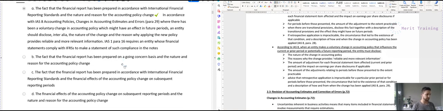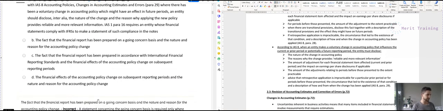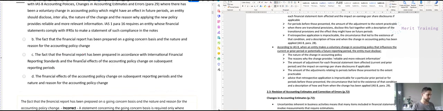And so forth. So that one looks correct. Let's have a look through these bottom ones just to double check, just in case there's something we've missed in the first one. So there's nothing in here about going concern, so we can scratch that one. This one is the fact that the financial report has been prepared in accordance with the international financial standards. Correct. And the financial effects of the accounting policy changes on subsequent reporting periods.